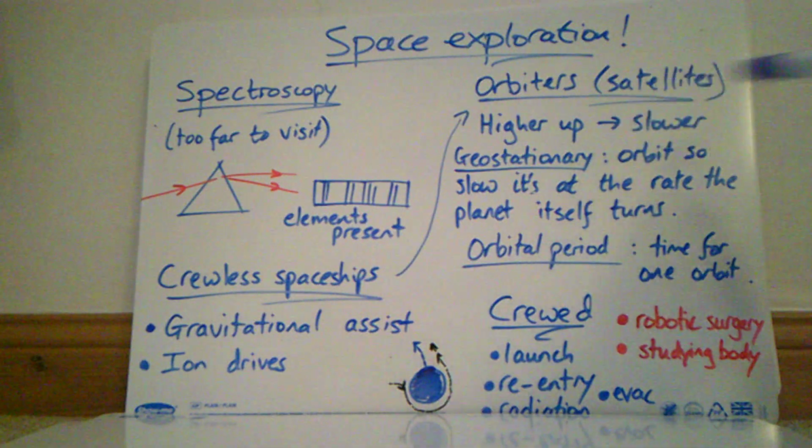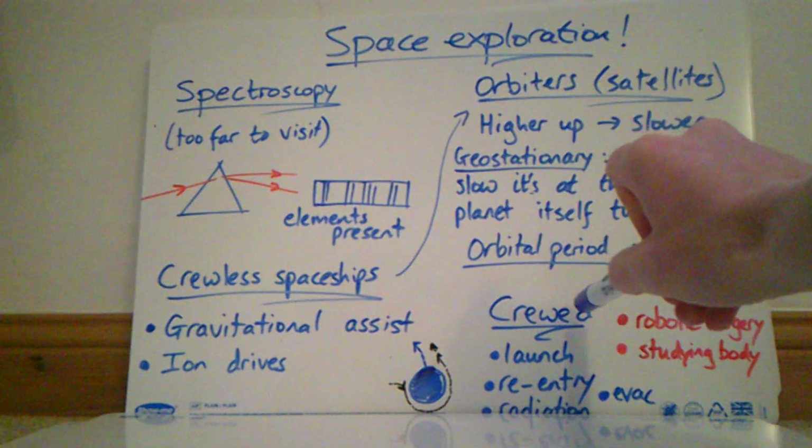A geostationary satellite in orbit around Earth orbits so slowly because it's so high up that it orbits Earth at the same rate that the planet itself turns, so it stays above the same position on Earth, so it can be used for like Sky TV, and this is why the satellite dishes point at the same place in the sky, because they're pointing at a geostationary satellite. The orbital period is the time for one orbit. Do you remember that word period? It's all about number one, so it's the time for one Earth orbit.